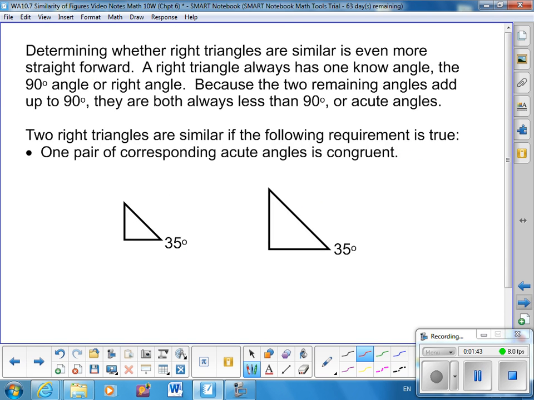Determining whether right triangles are similar is even more straightforward. A right triangle always has a known 90-degree angle. So we know that this one is 90 degrees, and that has to be equal. And we know that the 35-degree corresponding angle is congruent. So we do have similar triangles. With a right triangle, you only need one pair of corresponding acute angles to be congruent, but that's only for right triangles because we are already aware that there is a right angle in there.